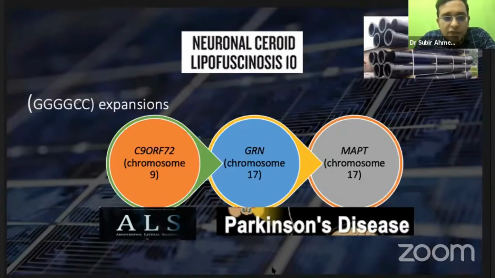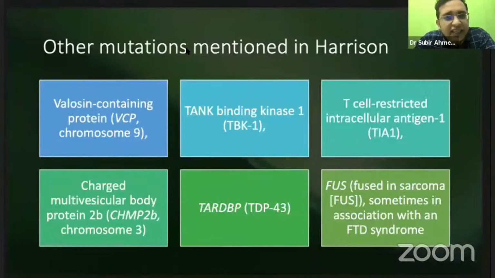So lots of questions are there. And apart from these main three mutations, multiple other mutations are mentioned in Harrison, that is VCP, TANK, etc. Just need to know some important ones. These last three, TARDP and FUS, especially TARDP, that is TDP43, are right now under lots of studies. Lots of studies are coming from TARDP.